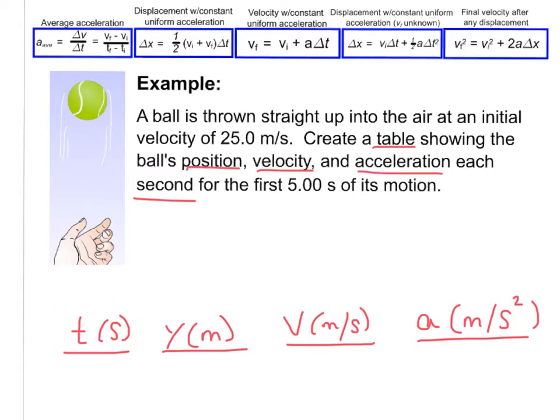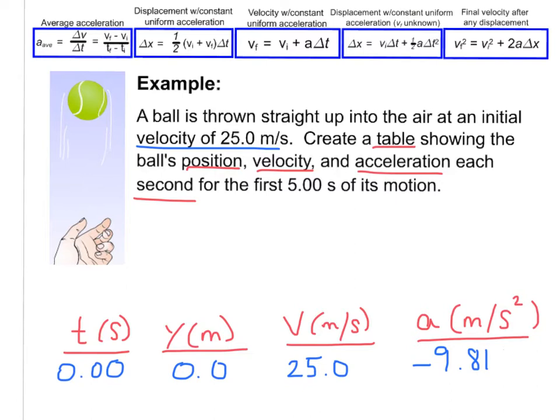For each second, at time equals whatever it's going to be. Let's start with 0.00 seconds. At 0.00 seconds, I'd like to know the position of my ball. Well, it hasn't gone anywhere, so the y-axis, it'll just be 0.0 meters, right? I'd like to know the velocity of my ball in meters per second, and I'm told that right here. Initially, it's 25.0 meters per second, and we know that acceleration due to gravity is always negative 9.81 meters per second squared.